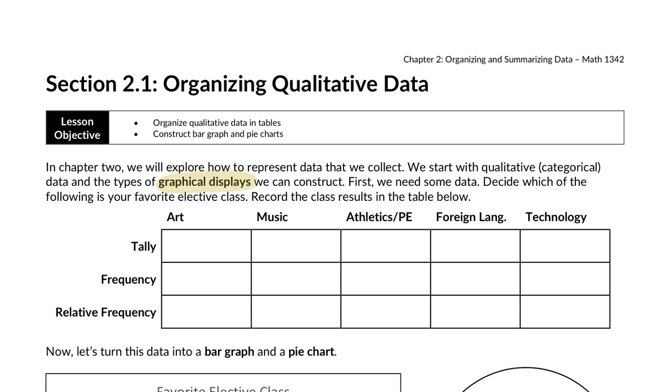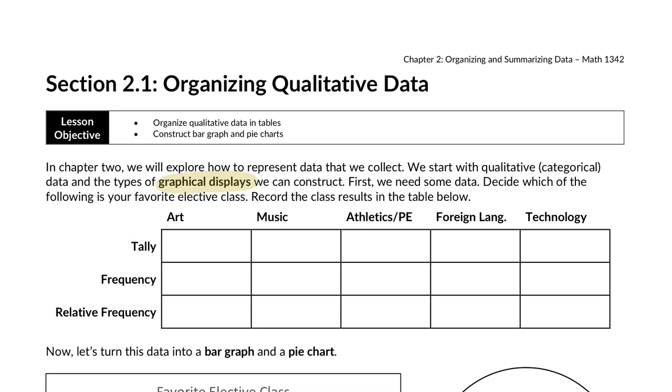Okay, first, we just need to take some data so that we can use it in class today. We're not filling out a survey for this one. I'm just going to straight up ask you, because what we're doing today is looking at raw data of a qualitative nature and deciding how we can best represent or summarize that information. So what we're going to do is we're going to go from the back to the front, zigzagging through the classroom, and you're just going to tell me which is your favorite elective class. You have 5 options: art, music, athletics or PE, foreign language, or technology. So think right now, what is your favorite?